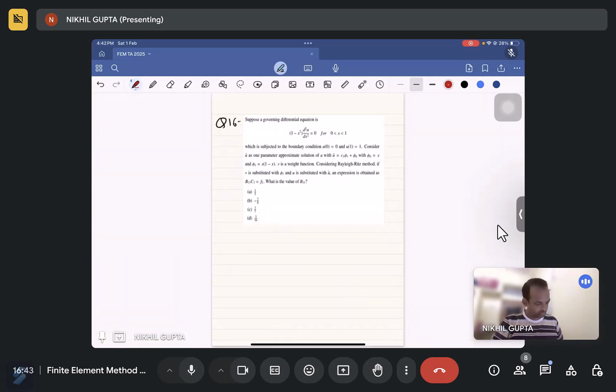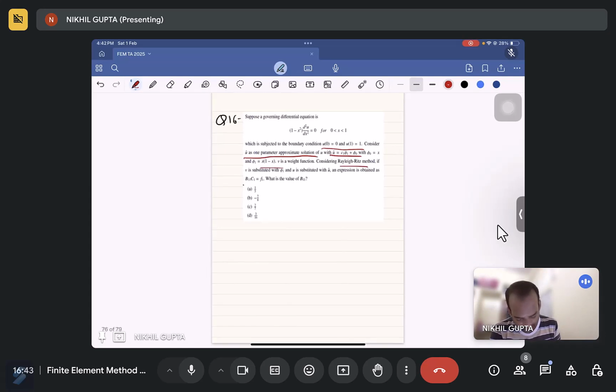Okay, now this is also a good question. Let's solve this now. So here you have the governing differential equation which is subjected to two boundary conditions. u is one of the approximate parameters, phi naught is given, and you have to use the Rayleigh-Ritz method to obtain a function with the parameter like this.